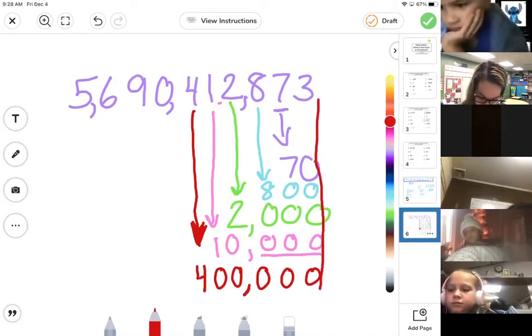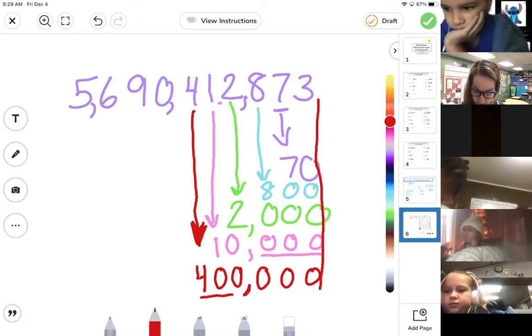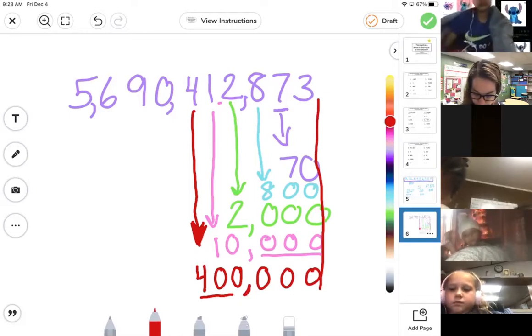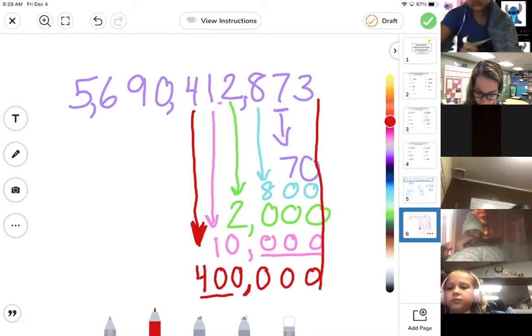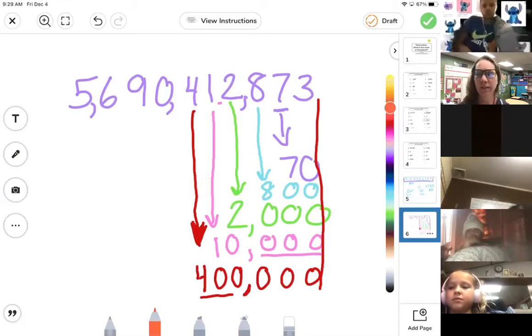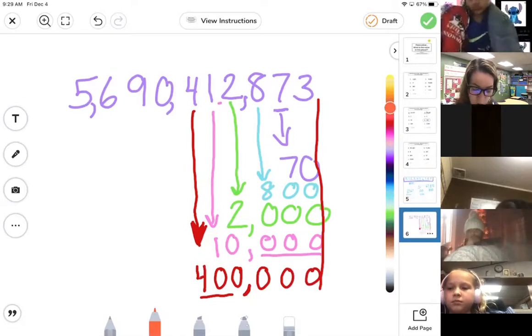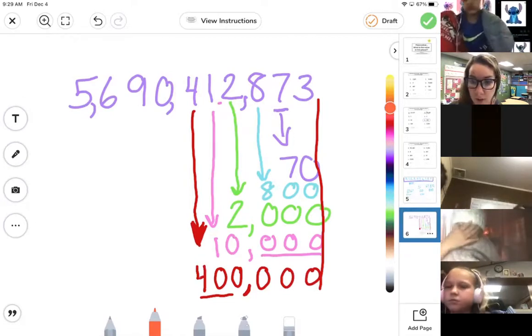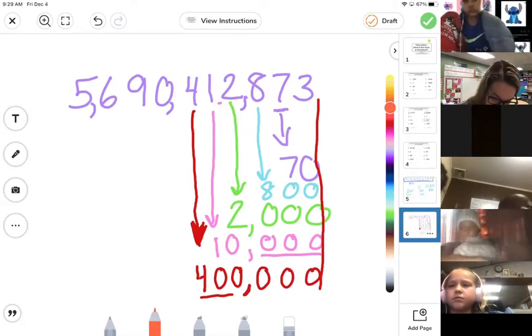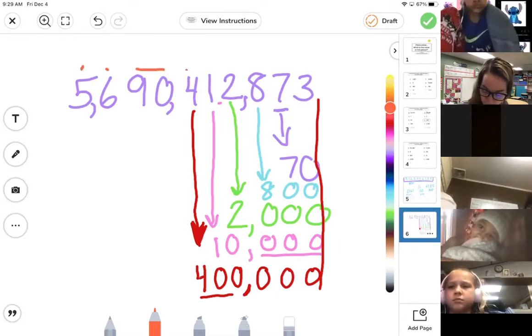So if this is the number 400, and when we see this comma right here, we know we need to say thousands. What's this number? 400,000. Very good, 400,000. All right. How'd you guys move places? Kalani, you're up next. I'm gonna reread you the number first, okay? 5,690,412.